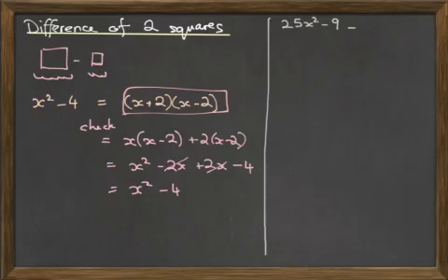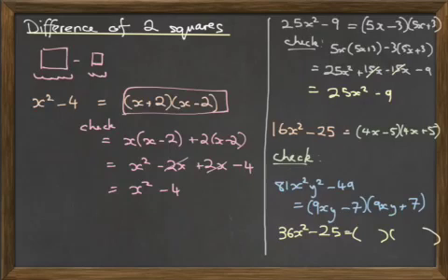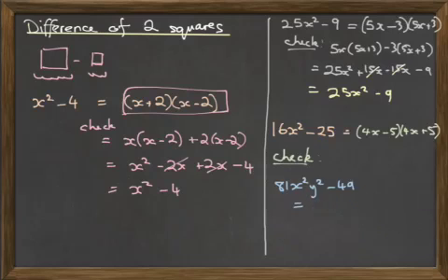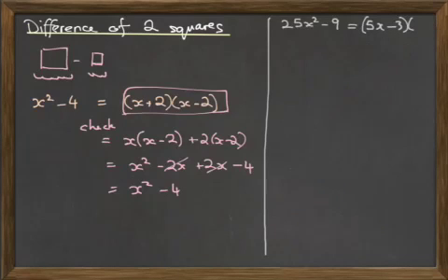And we're back. Right, so the answer should be brackets 5x minus 3. Oh, God, I hate it when that happens. Okay, let's go back. The answer should be (5x - 3)(5x + 3).